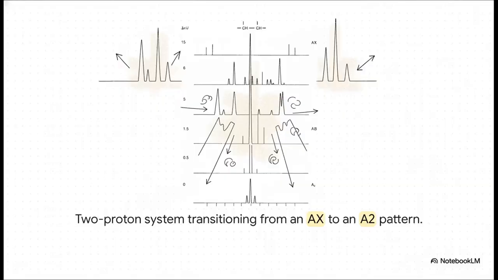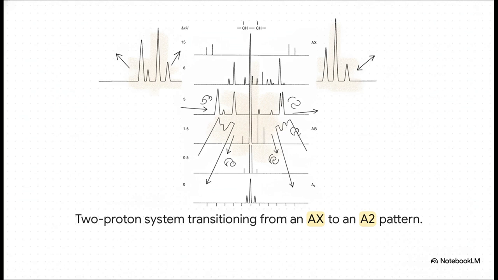Let's visualize exactly what happens to our data when that ratio shrinks and second-order effects completely take over. If you look at a simple two-proton system where the ratio is a healthy 15, you get a weakly coupled AX system. The peaks are clean, the intensities are equal, it's perfectly readable. But as those chemical shifts creep closer together and the ratio dips below 6, the peaks literally start to warp. The inner peaks shoot up in intensity, leaning in toward each other in what we call a roof effect, while the outer peaks just kind of shrink away into the baseline noise.